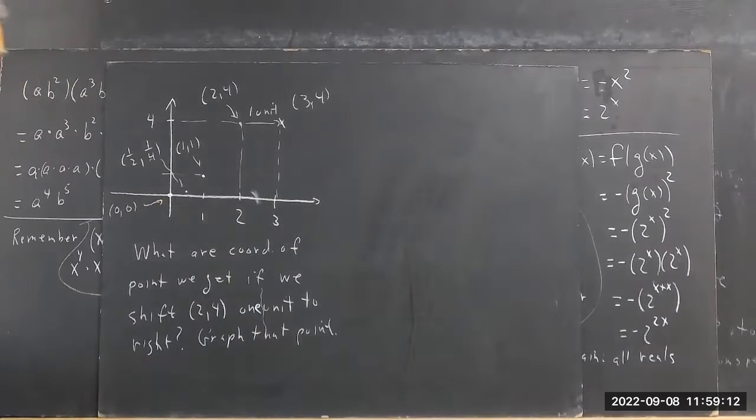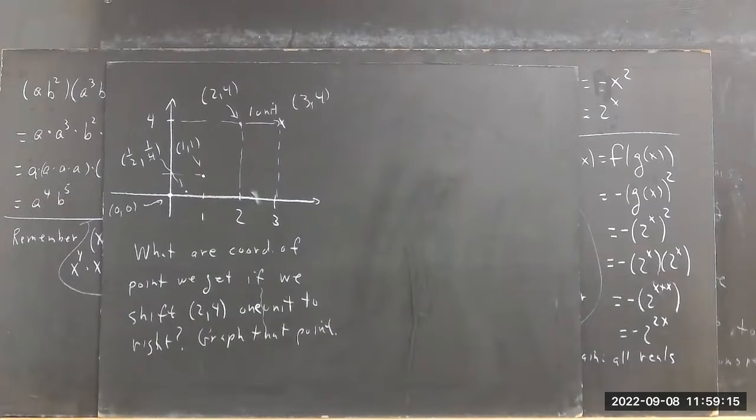And the point 0, 0. Show me what you get if you shift each of these points 2 units to the right. 1 unit to the right, sorry.